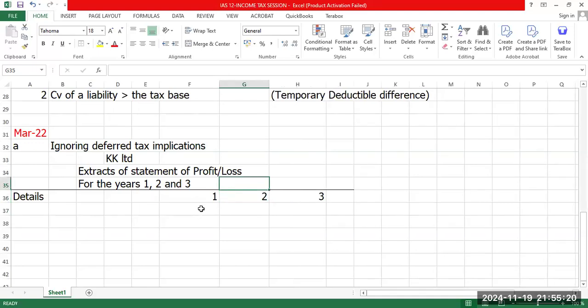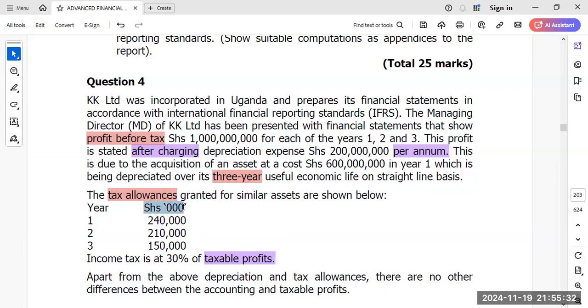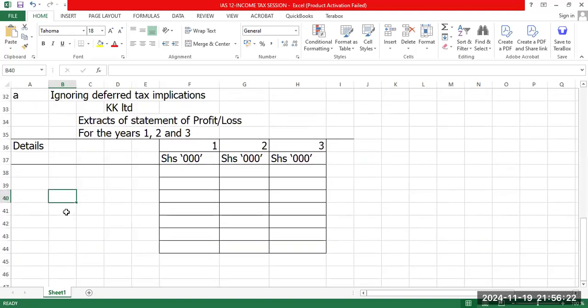Let me see how the figures are given. We can keep some zeros. Okay, we can keep 1,000. This is my template. What are you looking for? Remember, you're preparing a statement of profit or loss. Basically, we are looking for profit after tax here.